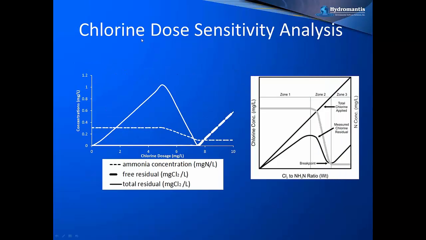So now showing you some of the outputs from the model. As we talked about initially, the chlorine to ammonia ratio, and what kind of curves do we expect.